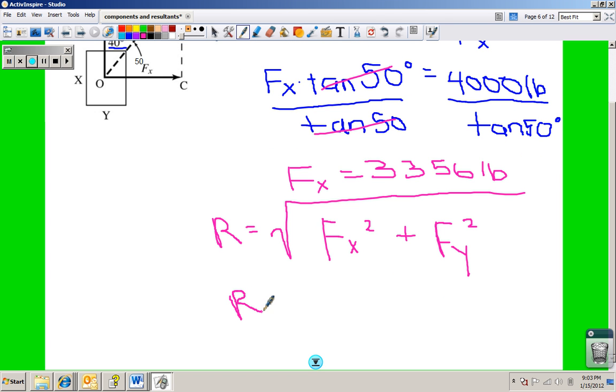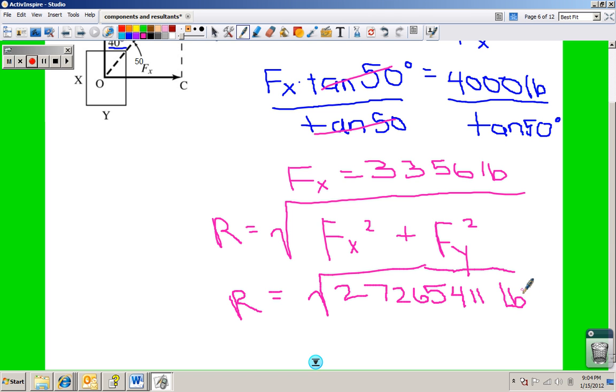So I get R is equal to the square root of, I punch those numbers in, take the square root, and we find that R is equal to 5,221 pounds. Okay? So let's look at the next problem.